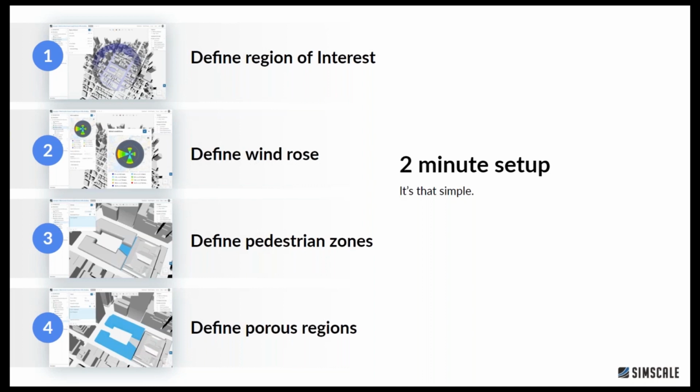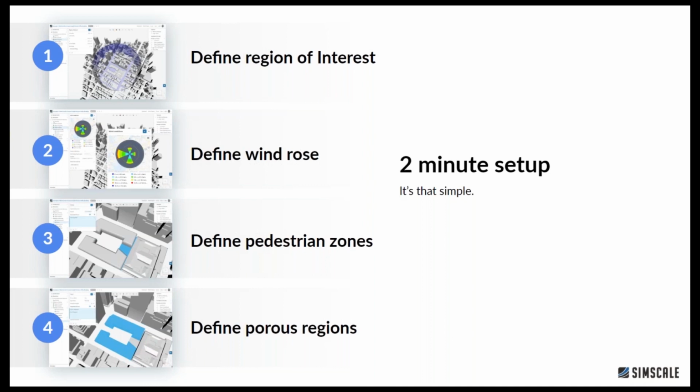First of all, you define your region of interest in your simulation, the radius of what you are interested in, and define the north direction. The second one is to define the wind rose. You can either have your own data as a wind rose for all directions and the intensity of the wind all year long, or you can use our third-party provider MeteoBlue for importing this kind of data automatically, which comes very handy.